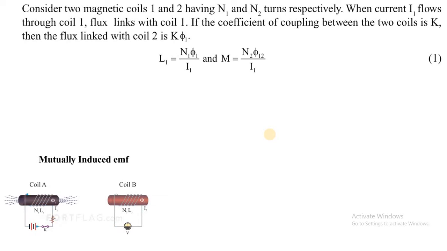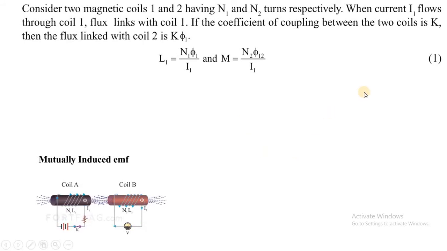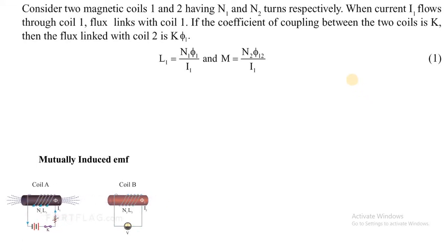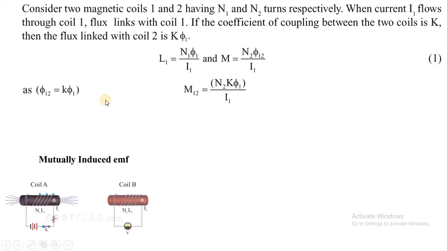So the flux linkages of coil 2 are always denoted by phi 12. Phi 12, the 1 means the flux originally of coil 1 that links with coil 2. So the flux linkages to coil 2 is denoted by phi 12. Has everyone understood clearly? Yes, ma'am. Okay. Now I said phi 12 are the flux linkages of coil 2.